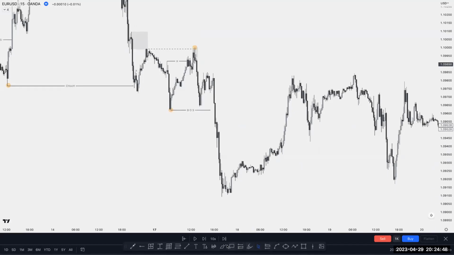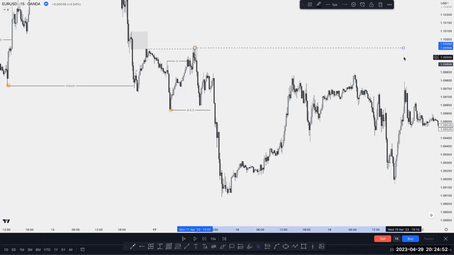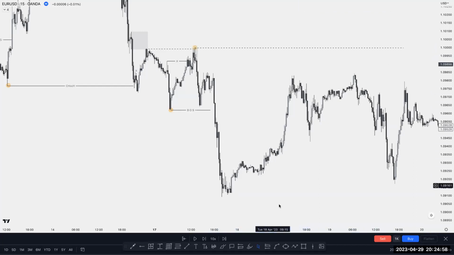If the market breaks the previous high, this one, okay, and a candle closes above it, then this becomes our chop. If the market breaks this previous low, this one, then this becomes our break of structure because everything is bearish. So in this case, we first have to identify where our inducement is.